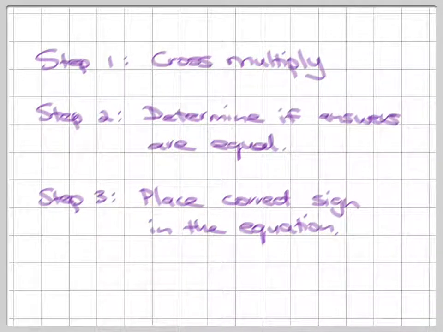Yesterday we looked at what a proportion is and how we cross-multiply to decide if the equation is equal. And today we're going to look at the next step. We're going to put in the correct sign between the two ratios in the equation. So step one, we're first going to cross-multiply the equations, and then we're going to determine if the answers are equal, and then we'll place the correct sign in the equation. So let's look at the first one.